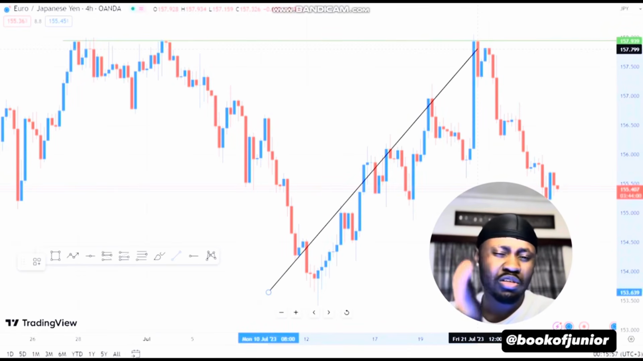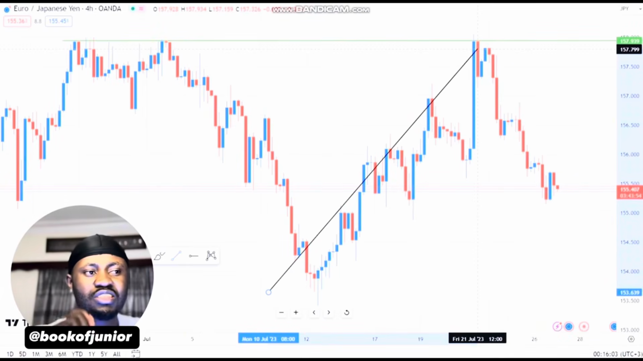Now my main point of interest was this zone right here, but surprisingly, I missed out on this trade. But sometimes when you miss out on trades, God is always going to give you more and more trades. Now traders, I want you to first note one thing.